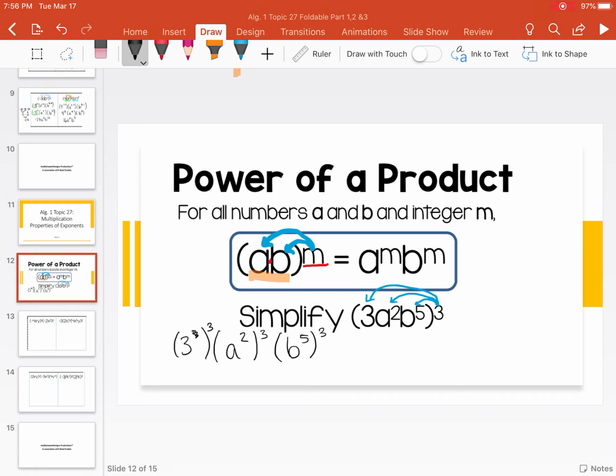So what we just learned before is that a power of a power, you multiply them, right? So if we want to simplify this, 3 to the 3rd power is 3 times 3 times 3, so this will give us 27. Below that, we have a squared raised to the 3rd power, so this is going to be 2 times 3. And b to the 5th raised to the 3rd power is going to be b to the 5 times 3. So if we simplify that, we get 27, a to the 6th, b to the 15th. There we go. That is power of a product.